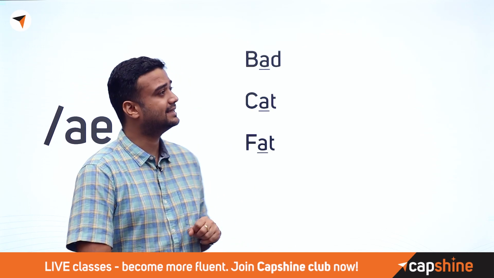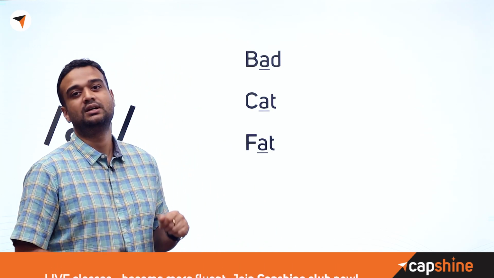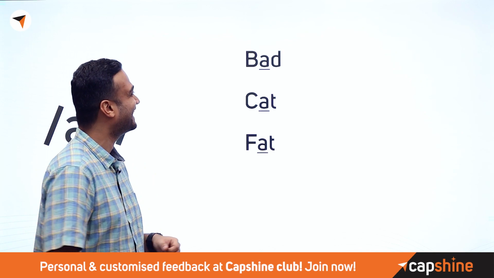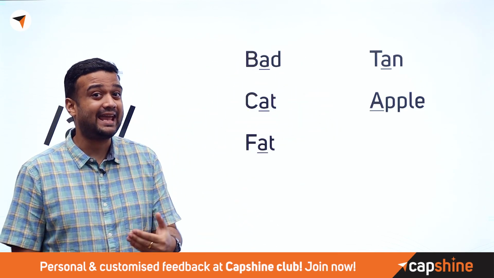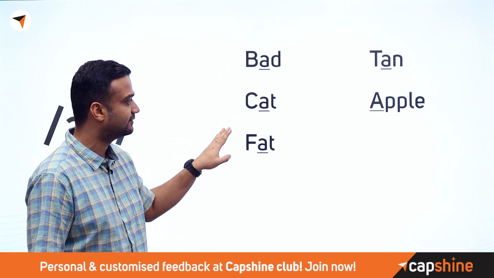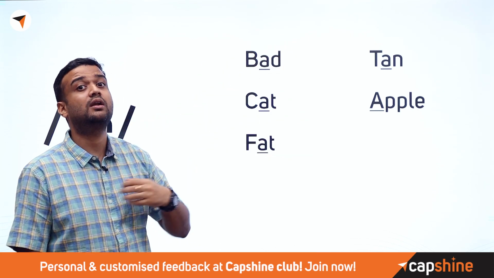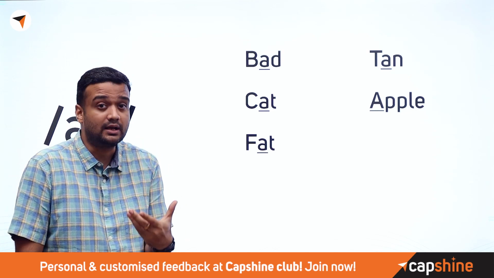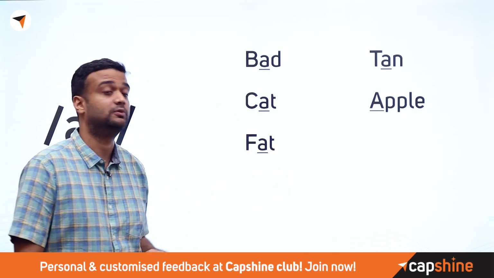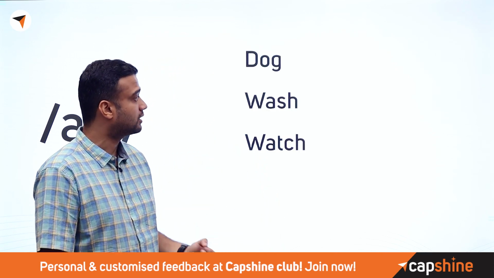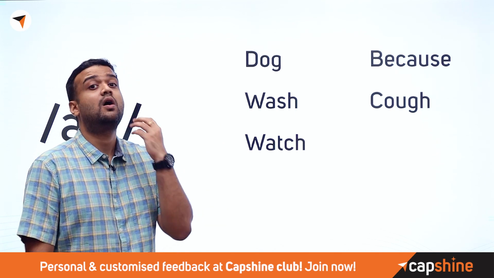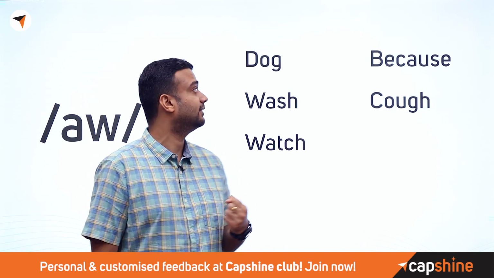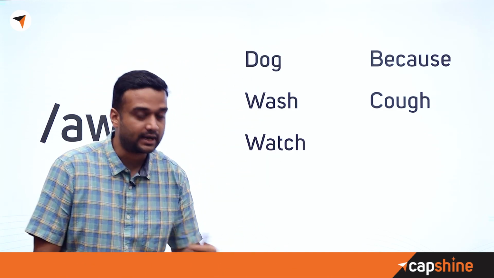This is one of the laziest sounds in English. It's sort of an uh sound, right? Notice this, even though these have A, it doesn't have an A sound, right? Bad, cat, fat, tan, apple. All of it has an a sound, not an A, as opposed to the ones that we saw before. There's also an aw sound. For example, dog, wash, watch, because, right? Cough. All of these have an aw sound rather than an O or an A sound, right?